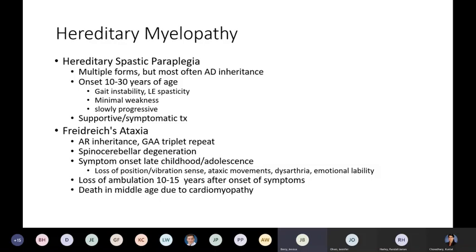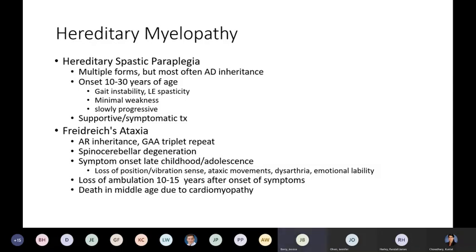Treatment is really just supportive and symptomatic. You do see these people coming into spasticity clinic, and there are a few within our baclofen pump population here, which is a pretty decent treatment for persons with this diagnosis. Friedreich's ataxia is an autosomal recessive inheritance pattern. It's due to a triplet repeat.